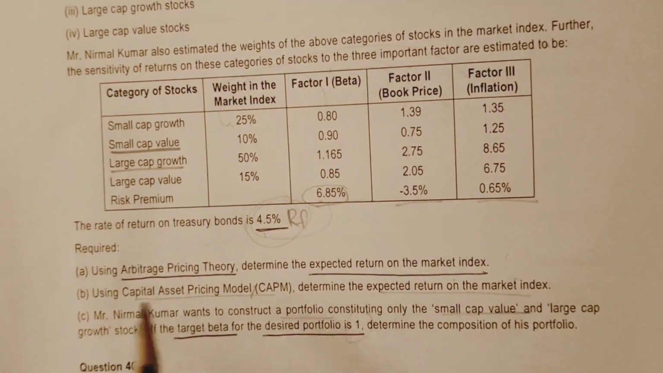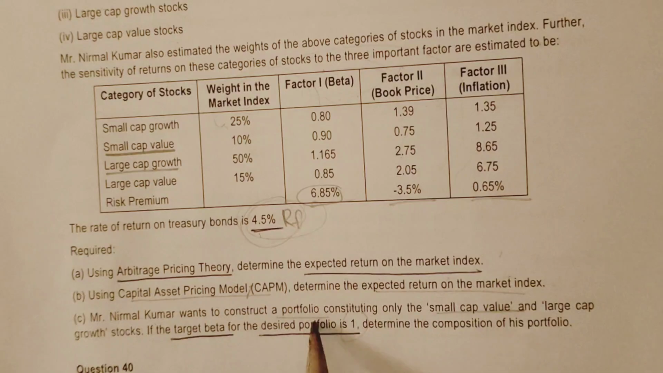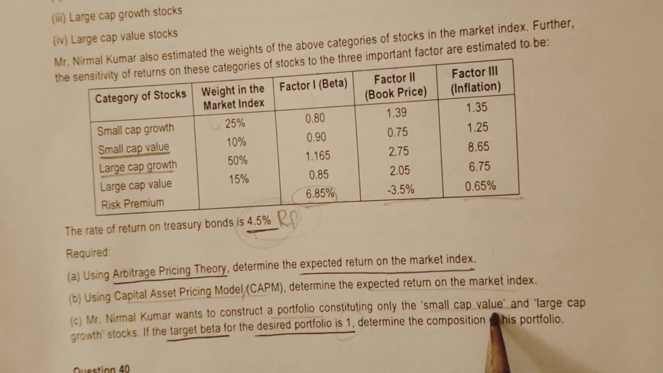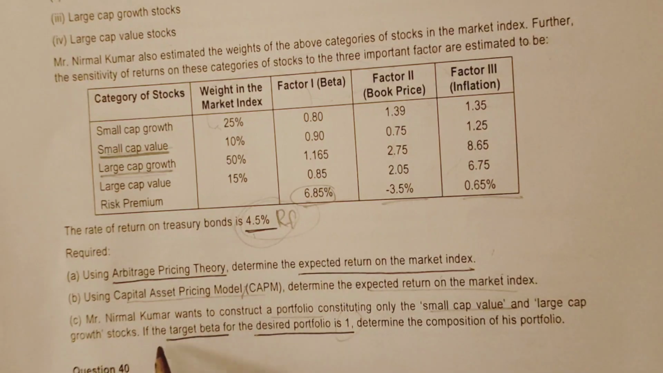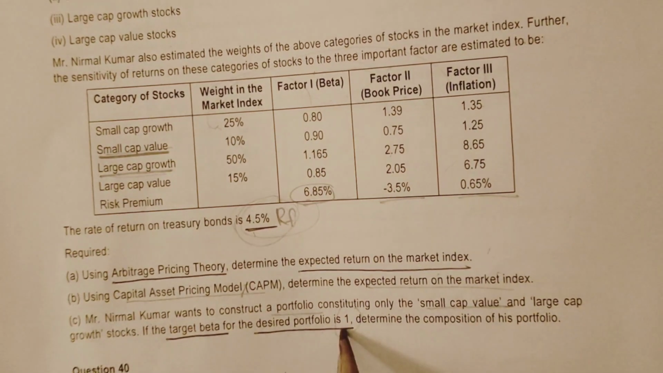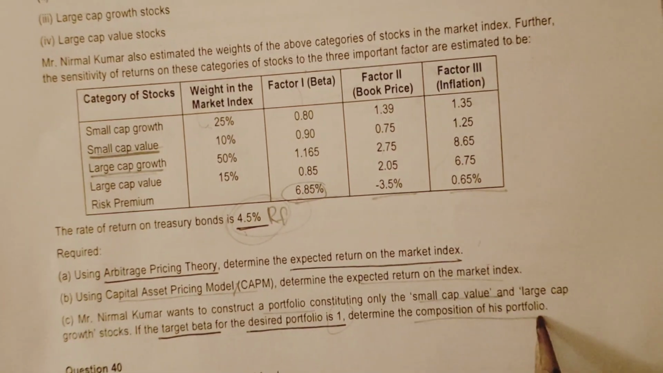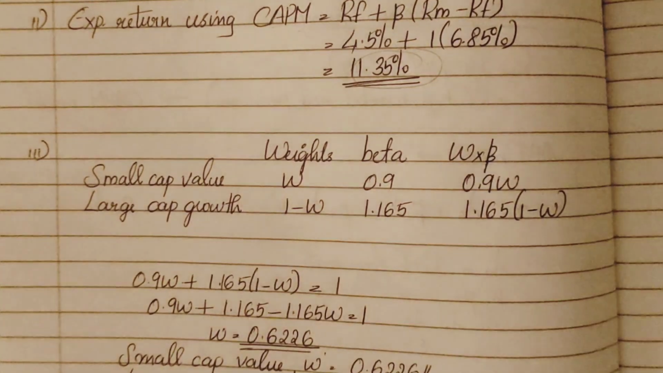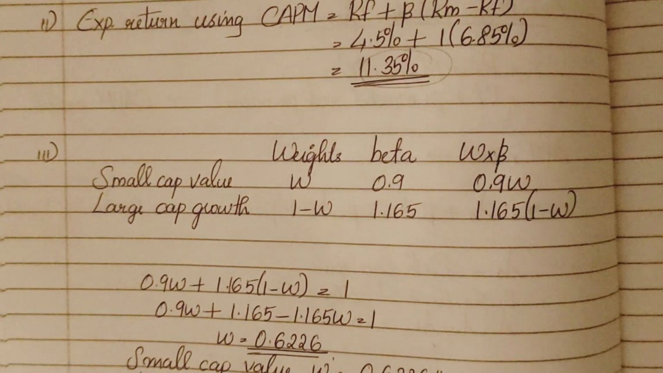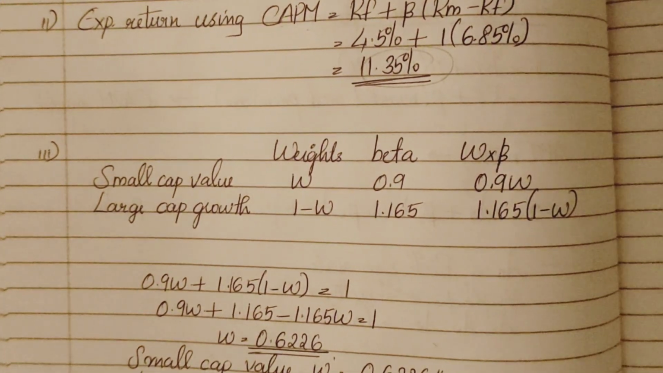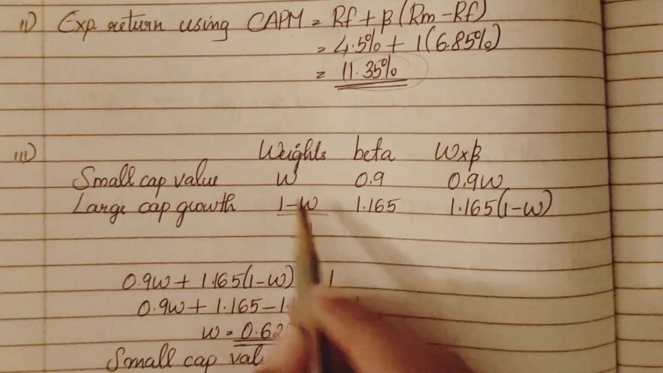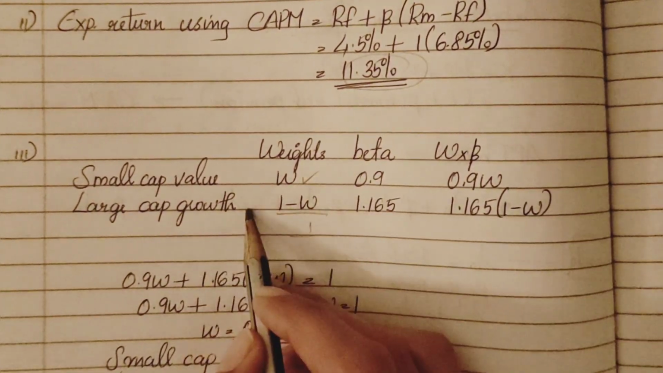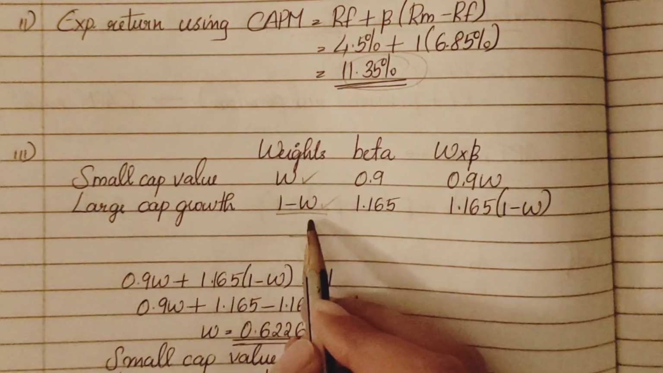Then third part, Mr. Nirmal Kumar wants to construct a portfolio constituting only the small cap value and large cap growth. If the target beta for desired portfolio is 1, determine the composition of his portfolio. So target beta is 1. How do we compute the beta of the portfolio? Weight into beta. So the total weight is 1. So if the weight of small cap is W, then what will be the weight of large cap? 1 minus W.